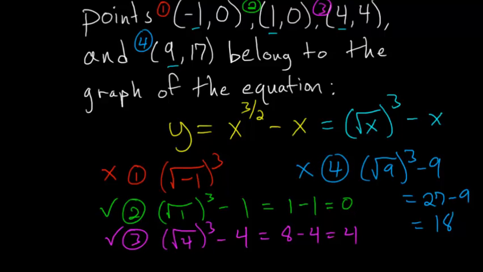So the answer to our question is that both (1, 0) and (4, 4) belong to the graph of this equation.